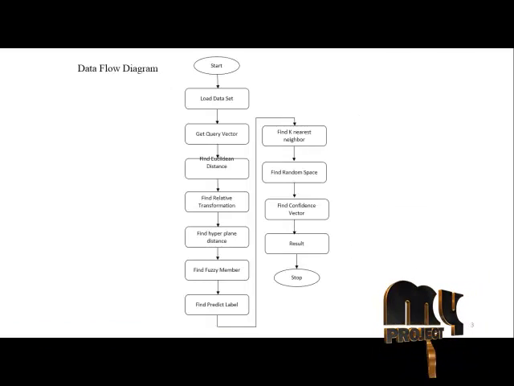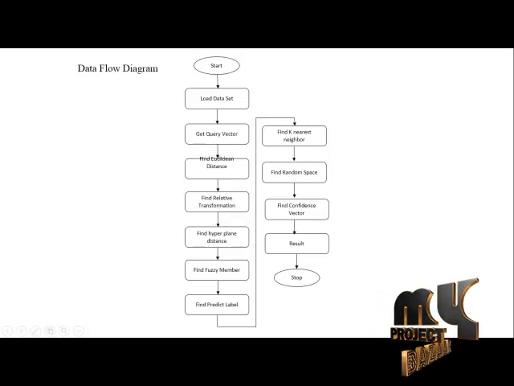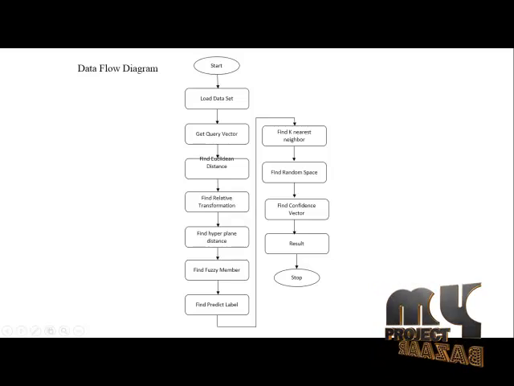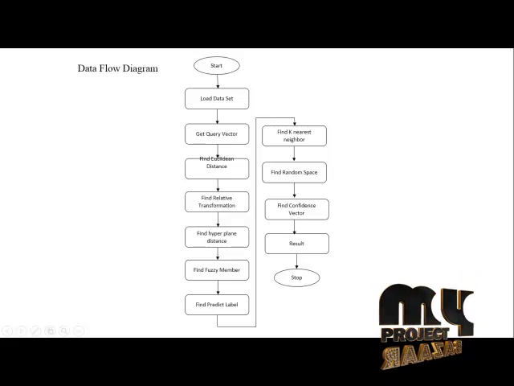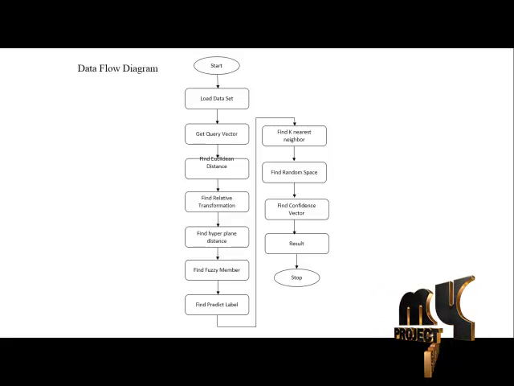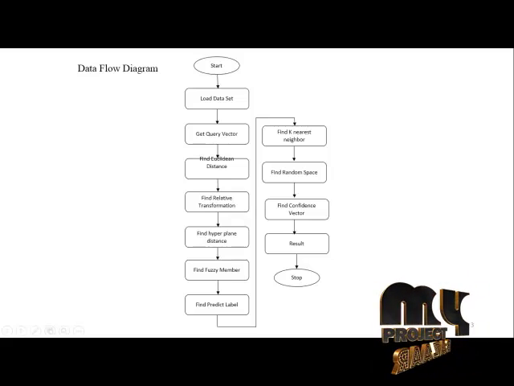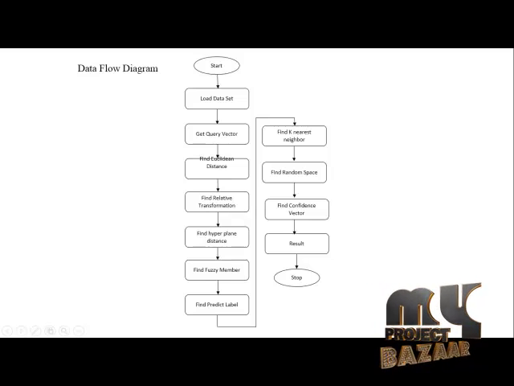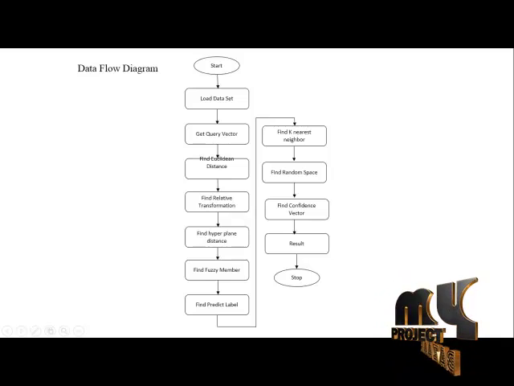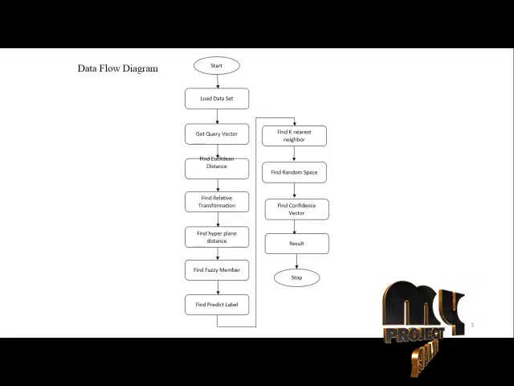This is our data flow diagram. First, start the program and load the dataset used by our system. The dataset is a special dataset, because we must use a special dataset for the hybrid KNN. So we load the special dataset into the database, and then show all the things stored in the database. Then get the query vector.